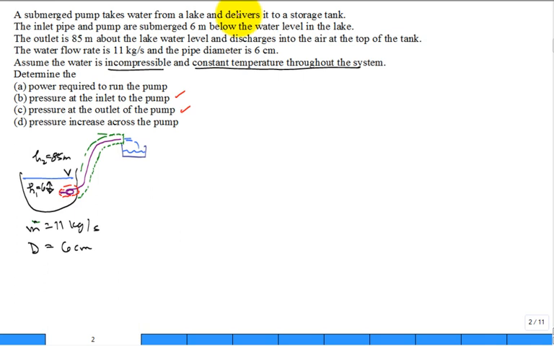Okay. Let's go back to our problem then. With that enlarged control volume, let's now calculate the power required to run the pump. So I'm going to draw it because of the sign convention. This is W dot CV out of the control volume. It's a shaft power to drive the pump.